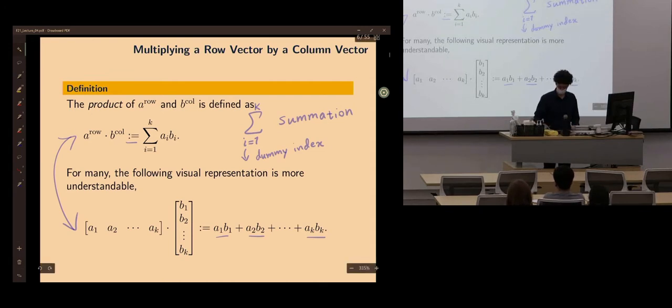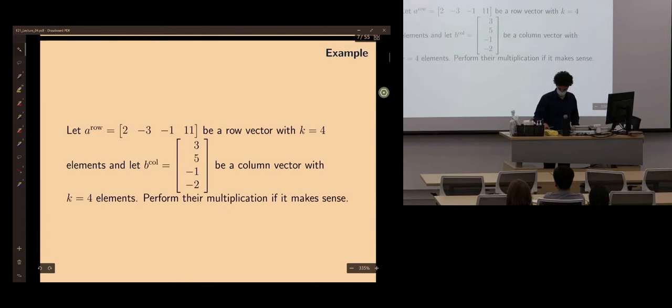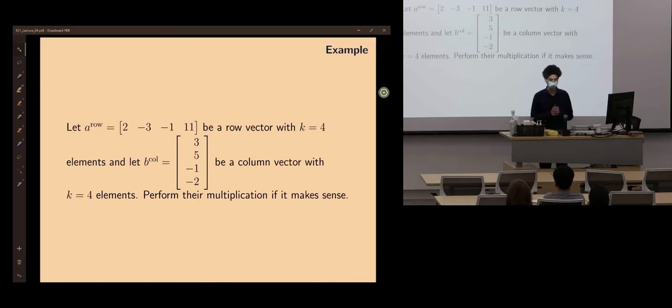All right. Let's see how this works. I have a row vector A that contains 2, minus 3, minus 1, 11. And clearly, we have K equals 4. And we have B, another column vector: 3, 5, minus 1, minus 2. And we want to do multiplications.